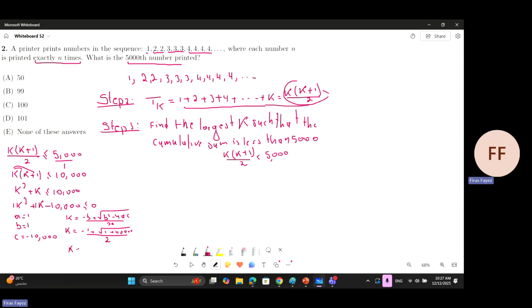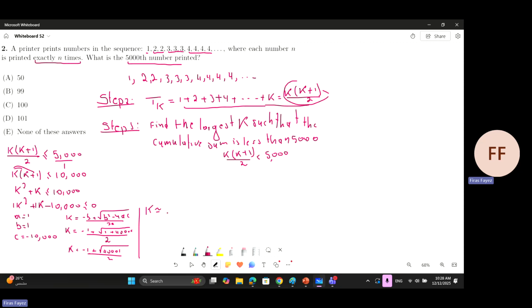So k equal to what? In this case, this is negative 1 plus the square root of 40,000 plus 1, over 2. So you have to approximate this value. So 40,000, the square root of this is 200. So, okay, this is an approximation. This one can be written as 40,000 plus 1.